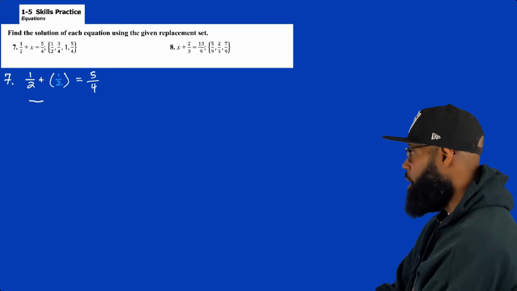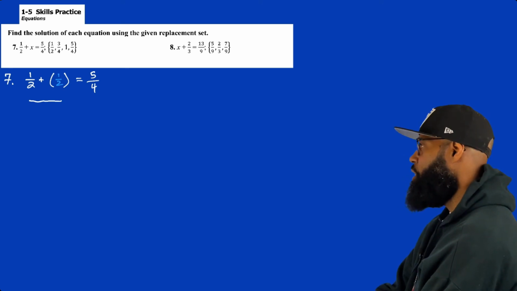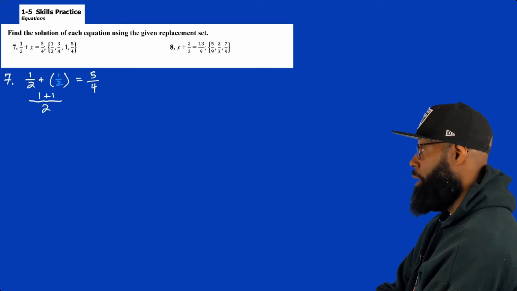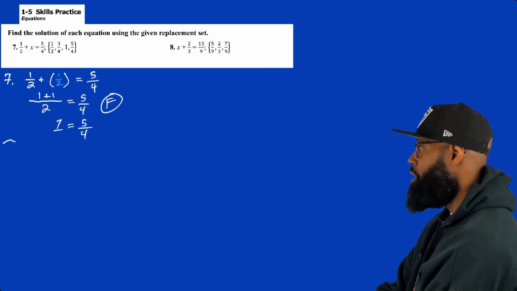Well, right now, guys, when I plug in 1/2, 1/2 plus 1/2 is actually 1. So whatever way I want to show this, I just already know 1 is not equal to 5/4. That's false. I get 2 over 2, and that does not equal 5/4. 1 does not equal 5/4. Any way you want to write it. So let's go to the next one. Slash that baby out because it's not the solution.